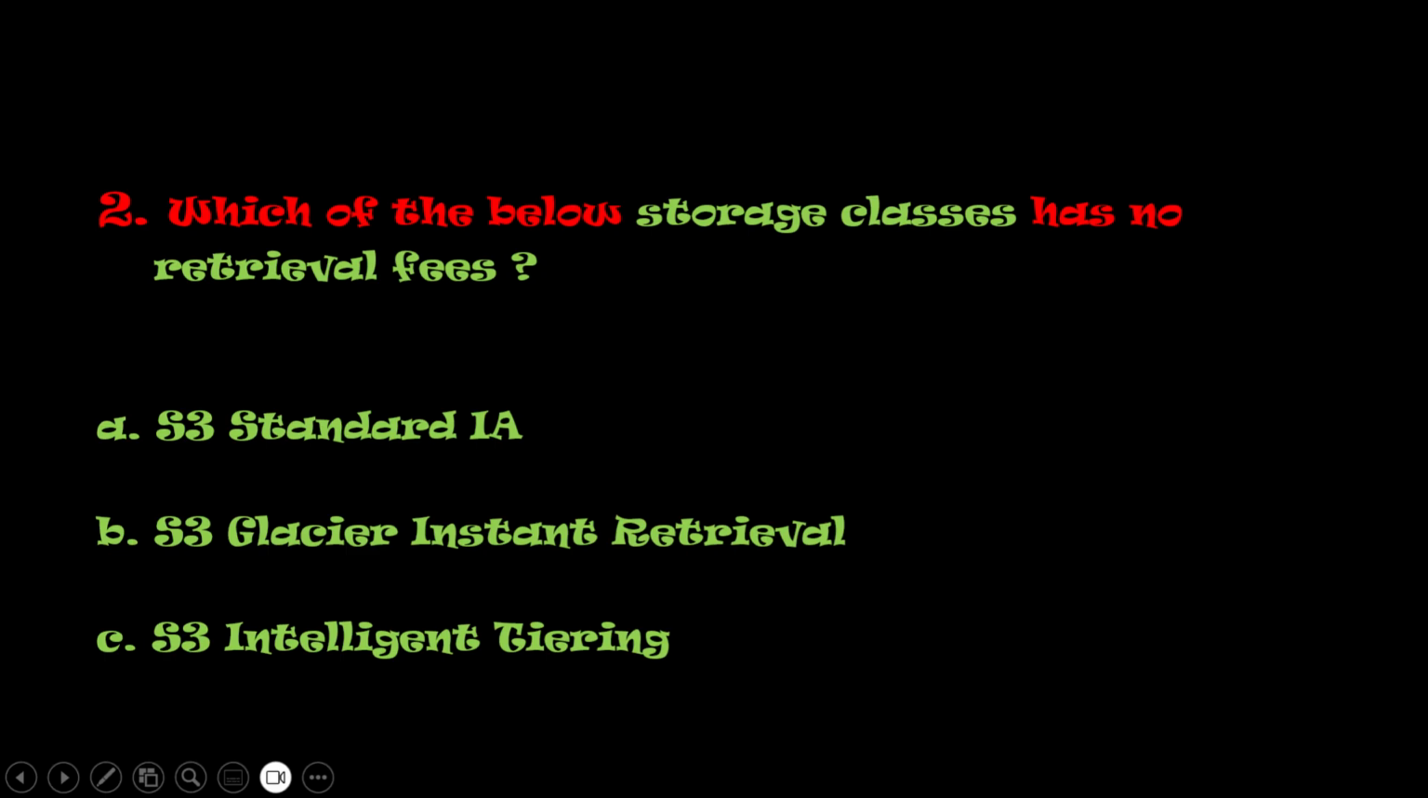And the next question is, which of the following storage classes has no retrieval fees? S3 standard infrequent access, Glacier instant retrieval, or intelligent tiering? And the answer is intelligent tiering. This doesn't have any retrieval fees.